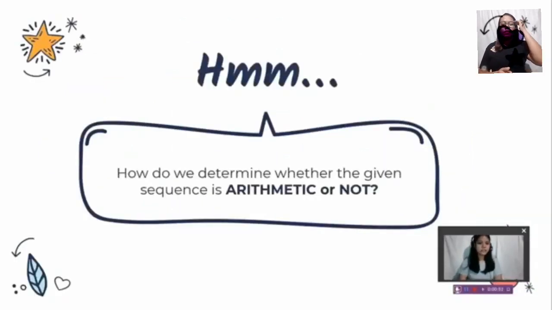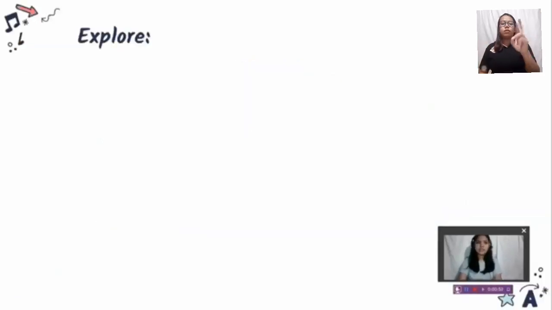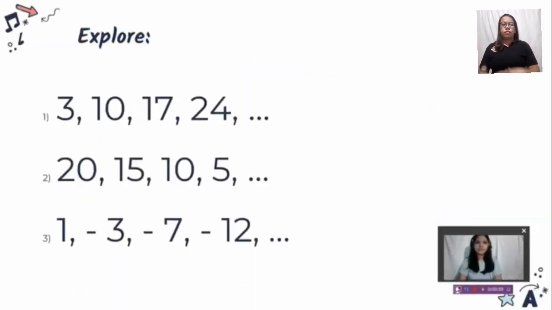How do we determine whether the given sequence is arithmetic or not? Let's try to explore. I have here three examples of an arithmetic sequence. In the last video, you discussed the terms of a sequence, which are a sub 1, a sub 2, a sub 3, and so on until a sub n. So in these examples, let's try to get the differences of a sub 2 and a sub 1, a sub 3 and a sub 2, and so on.